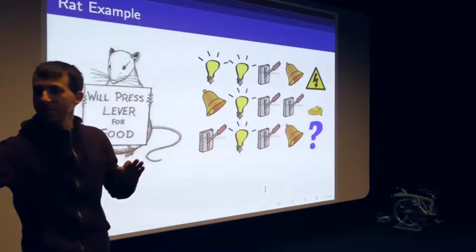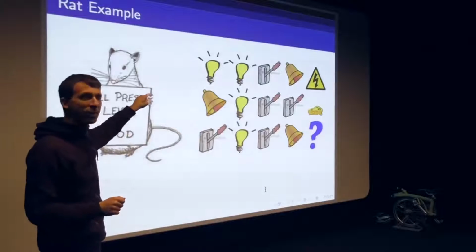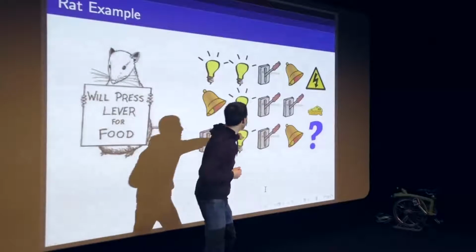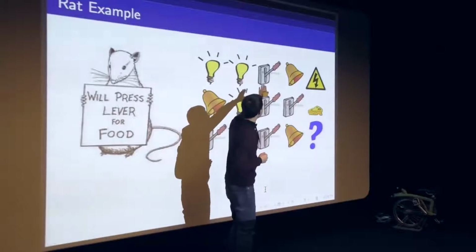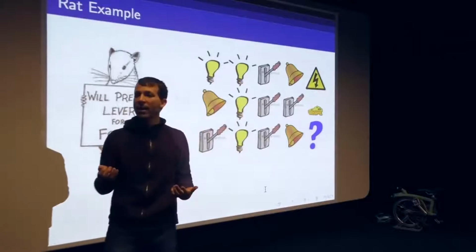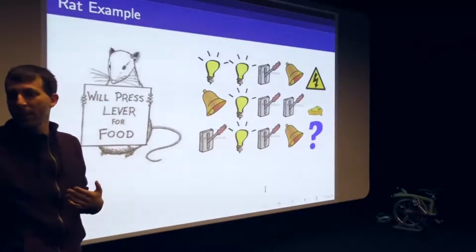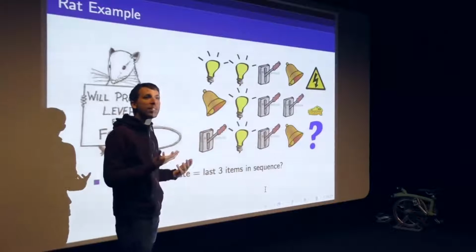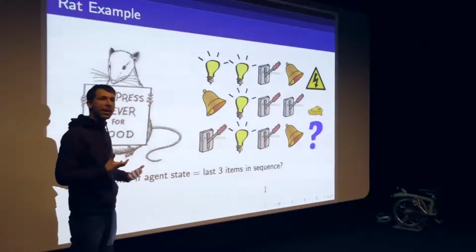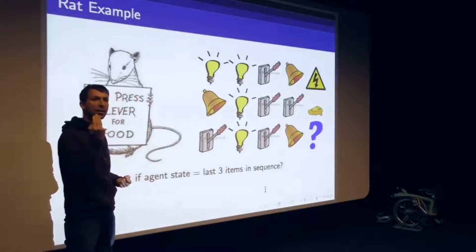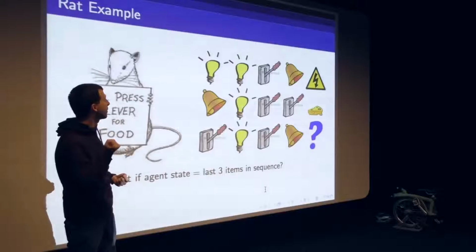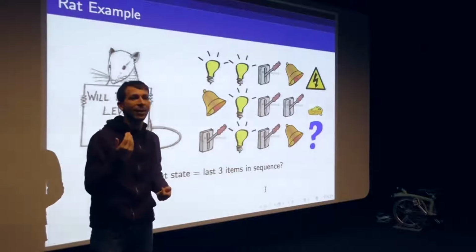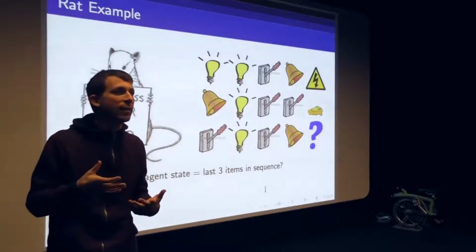Right, so the comment was that the recent history was the same. We've seen light, lever, bell here, light, lever, bell here. So from the last three, we would expect there to be electrocution. Another way to say that is that if you're a rat and your agent state, the state that you're using to make your decisions, is the last three things in the sequence, then you would believe that you're going to be electrocuted. However, that's not the only choice for state.